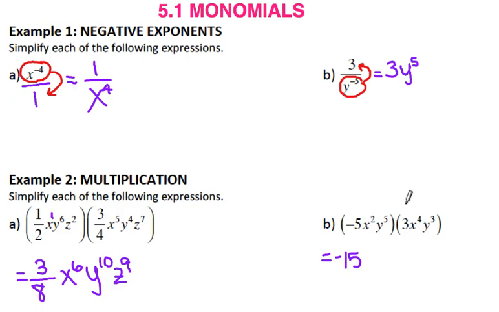For my variables, I'm going to go ahead and add my exponents. So x squared times x to the 4th is going to be x to the 6th. Y to the 5th times y cubed is going to be y to the 8th. So final answer for this is going to be negative 15, x to the 6th, y to the 8th.